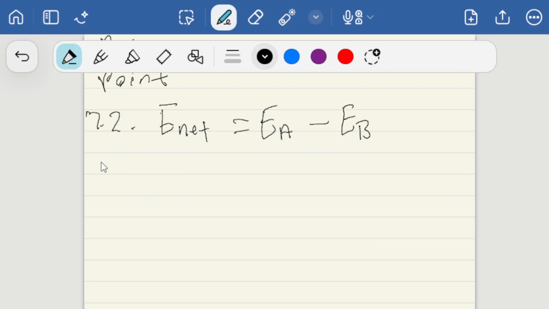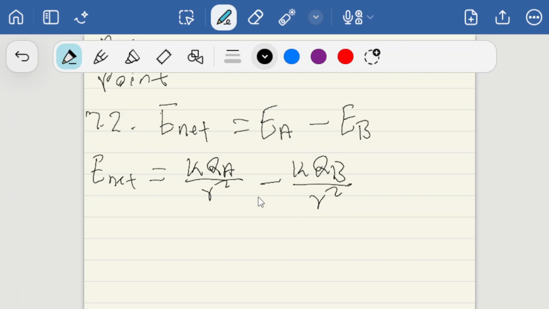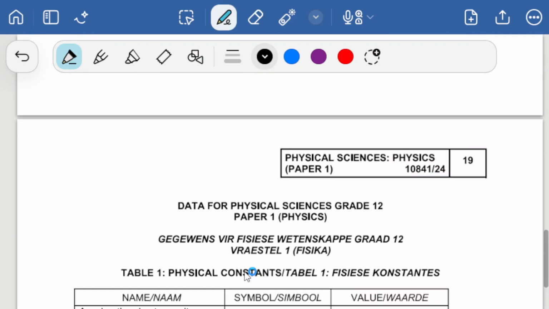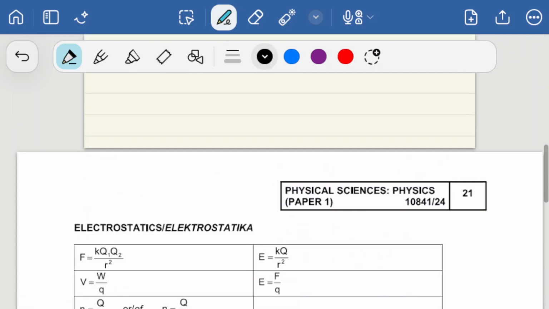I'm going to write it further left for the sake of space. Then E net equals K QA divided by R squared. So this is the electric field due to charge A, hence QA. Then minus K QB divided by R squared. I'm going to go back to the formula sheet for you to understand why, because of the formula that I'm using.